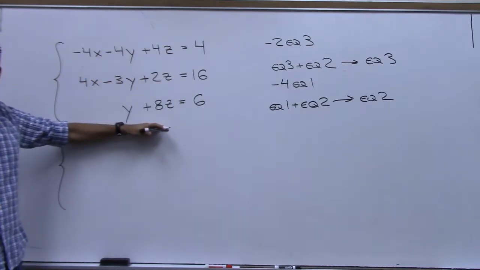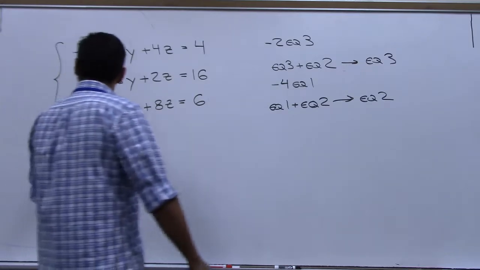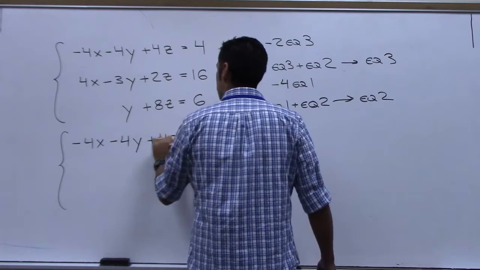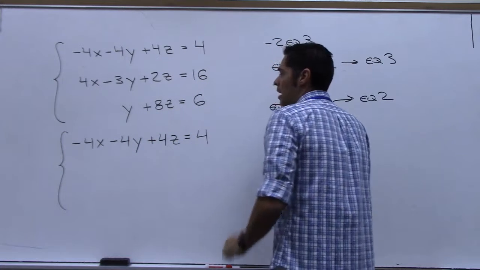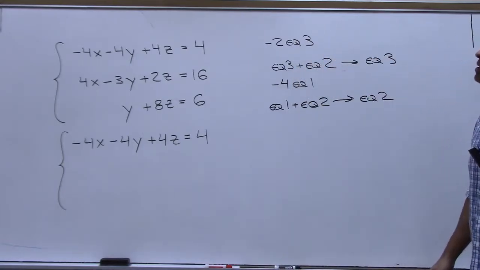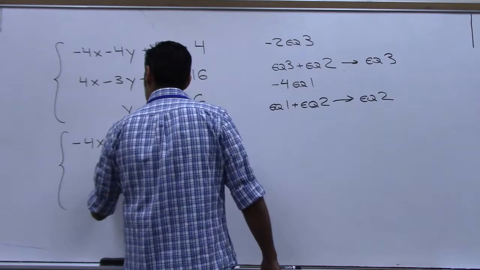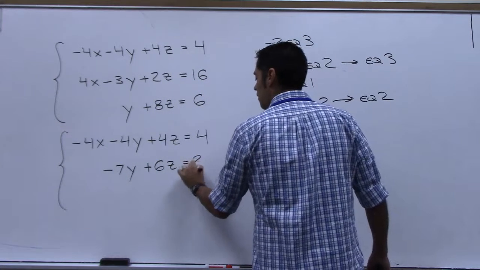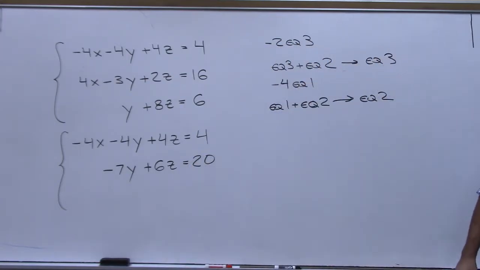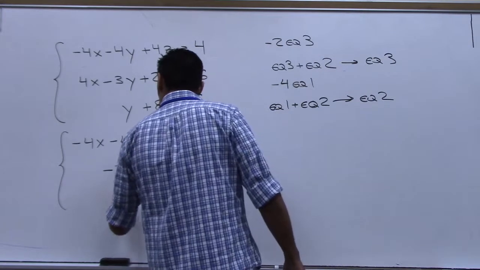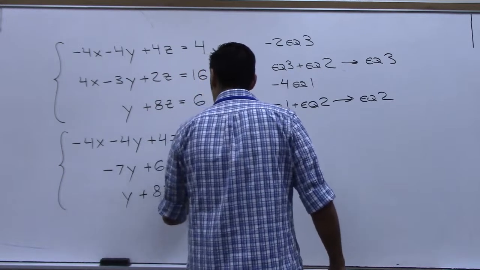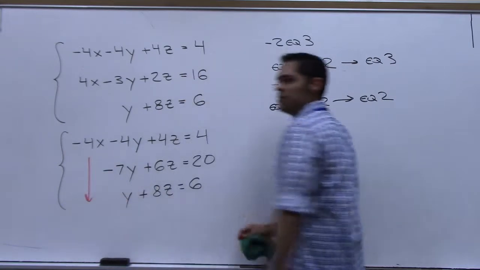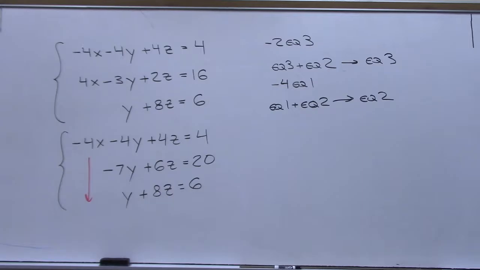But what about equation 1? Just leave it the same? Okay. Negative 4x minus 4y plus 4z equals 4. And then my new second equation is negative 7y plus 6z equals 20. And then my third equation was still y plus 8z equals 6. So you have this. One more thing to do. Yes?